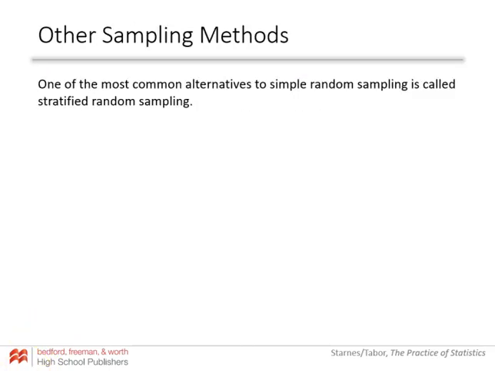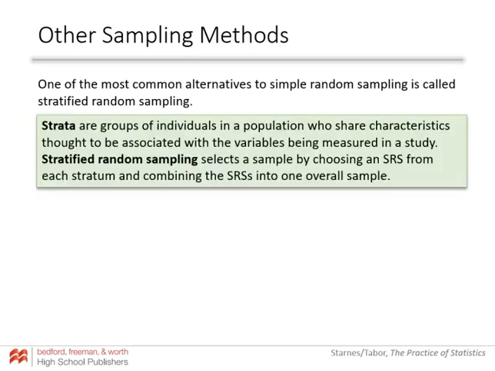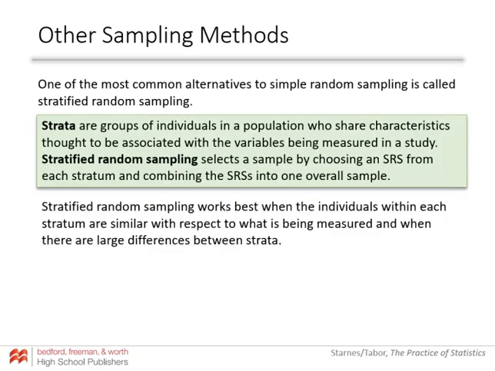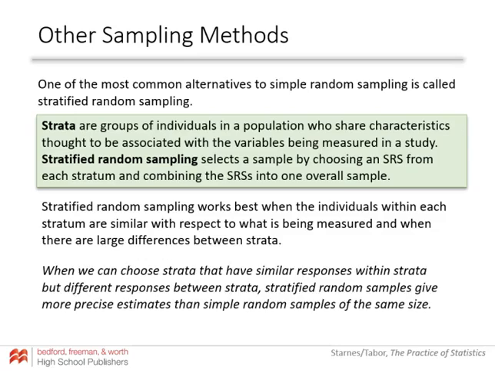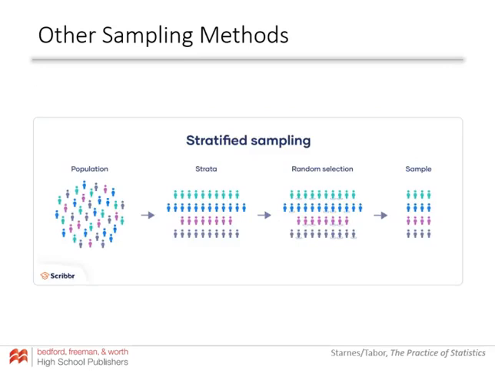Okay, so there's a couple other random methods that we might use that are a little bit more complicated than simple random sampling. One of those is called a stratified random sample. And so strata are groups. So in our population, if we have some groups that are pretty similar, we might want to pick a couple people from each group to make sure that our sample doesn't heavily overrepresent one group or the other.